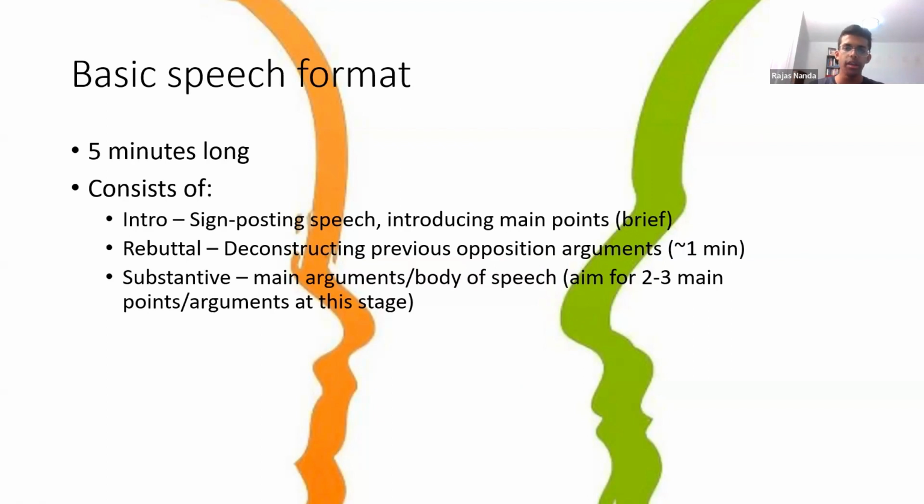So what this looks like is basically you summarize what's going to come up in the next 4.5 minutes of your speech. And I guess it's similar to what you might do in certain types of essays when you're doing written pieces of work.